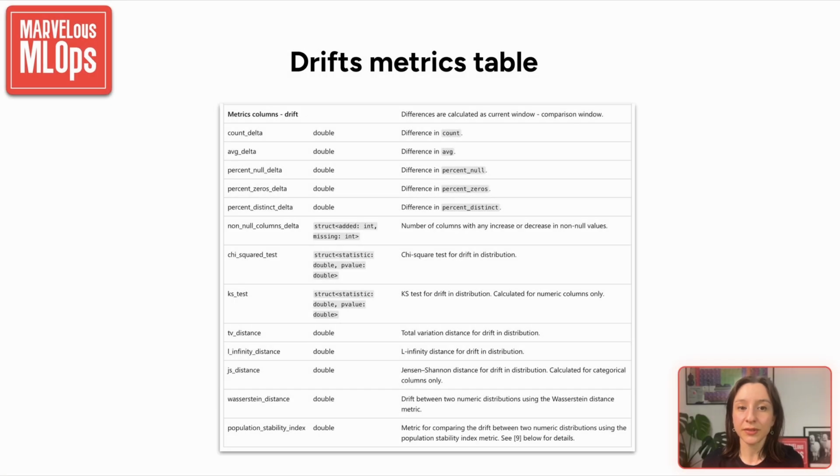And the purpose of the drift metrics table is to track how column distributions change over time using drift detection techniques. There are two types of drift: consecutive, which compares the current window to the previous one, and baseline, which compares the current data to a reference baseline table. And you would see some computed drift metrics, statistical tests, distance metrics, and deltas.